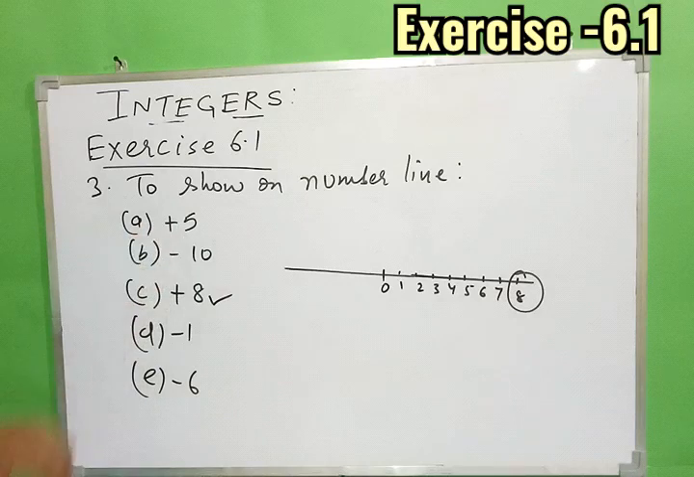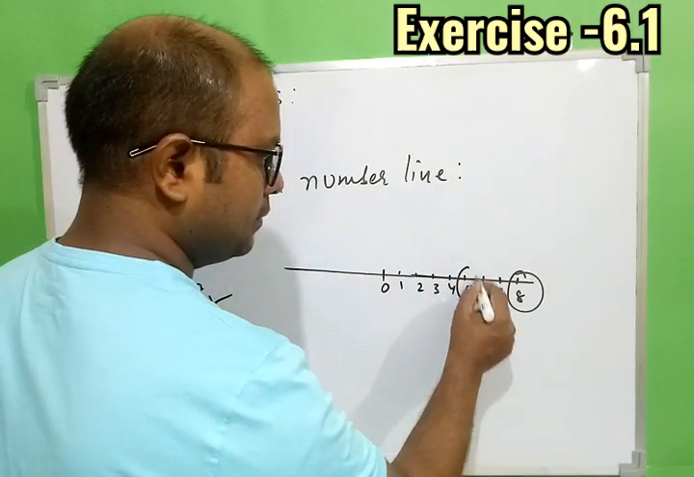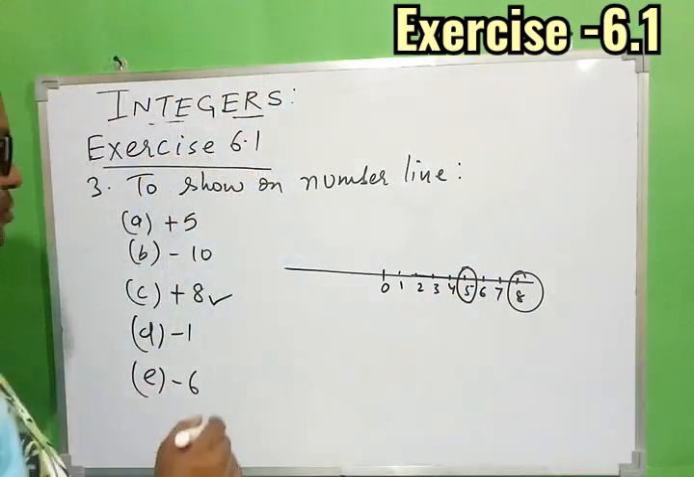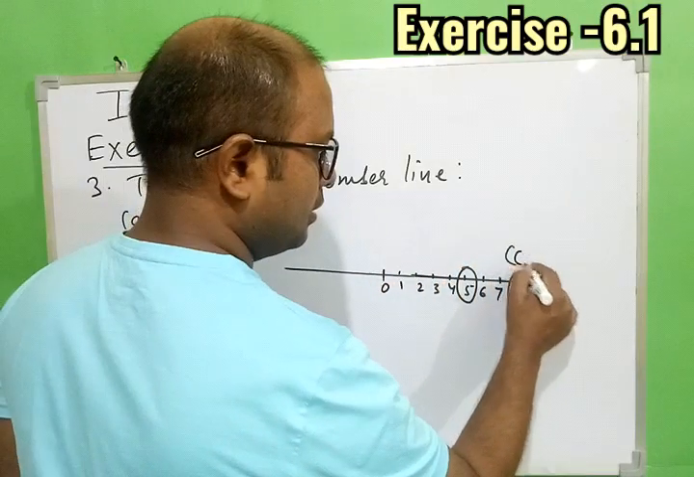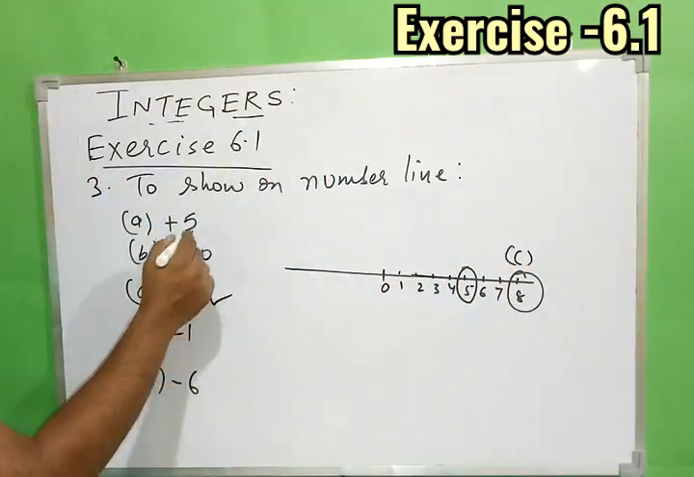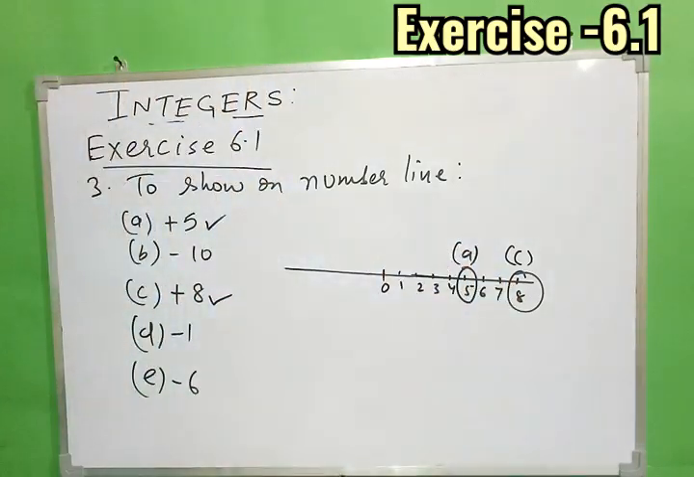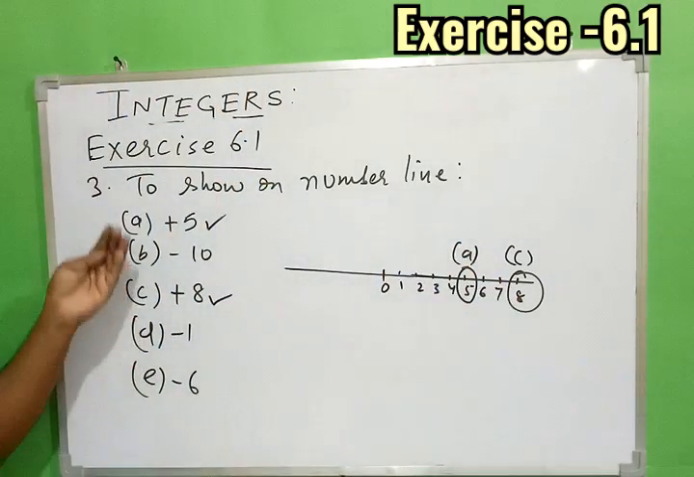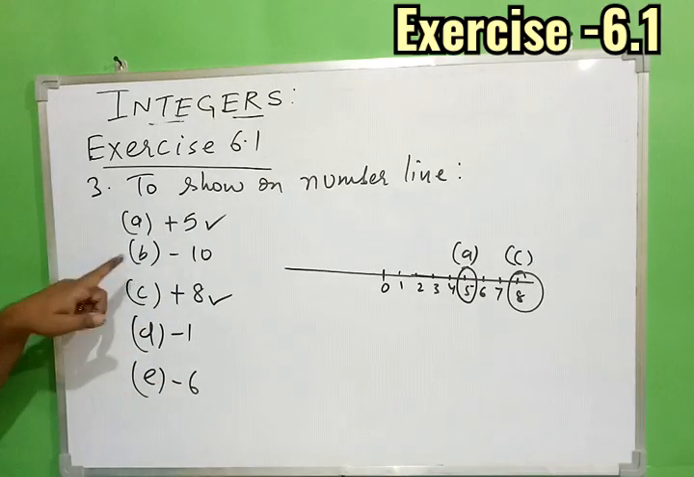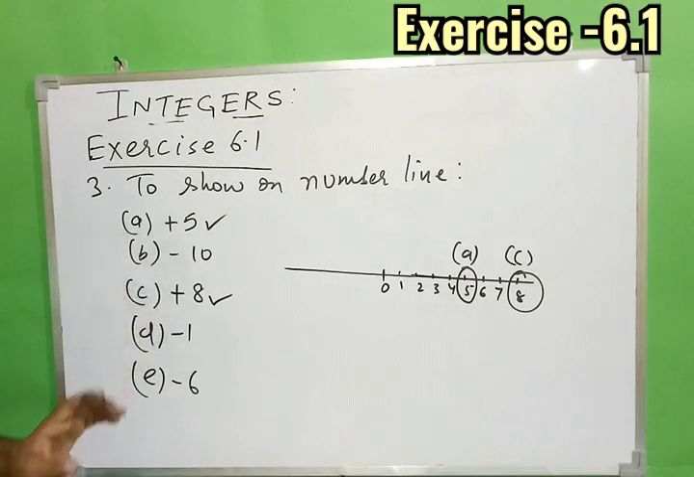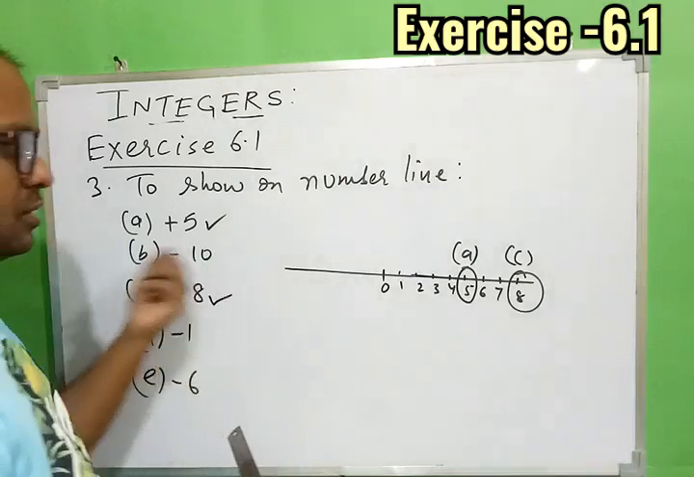Now we have plus 5. Here we have already seen this is plus 5. So let's write down. C is this, that is 8. 5 is which one? A. So here it is A. Then do we have any positive numbers? No. Now we have the rest 3 negative numbers, and the maximum negative number we are able to see is 10. So we must have 10 numbers this side.